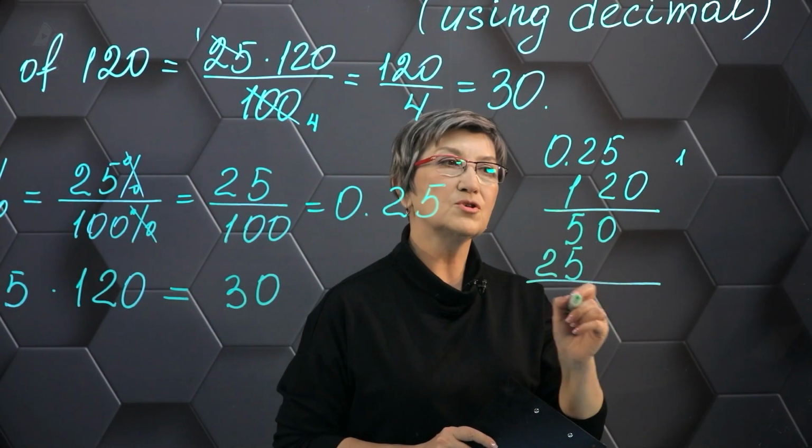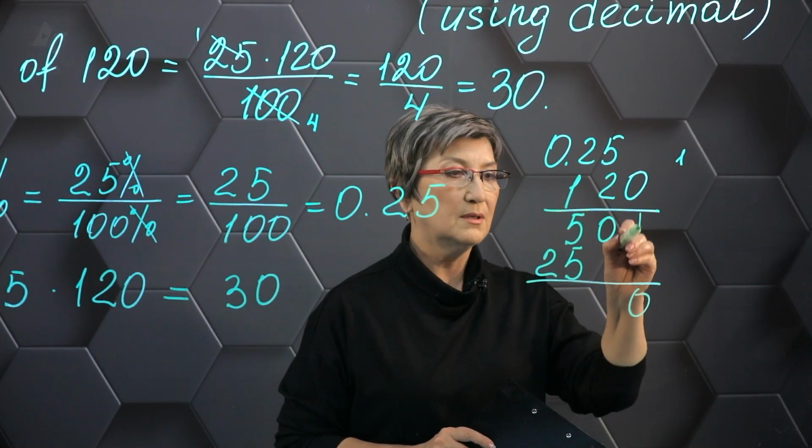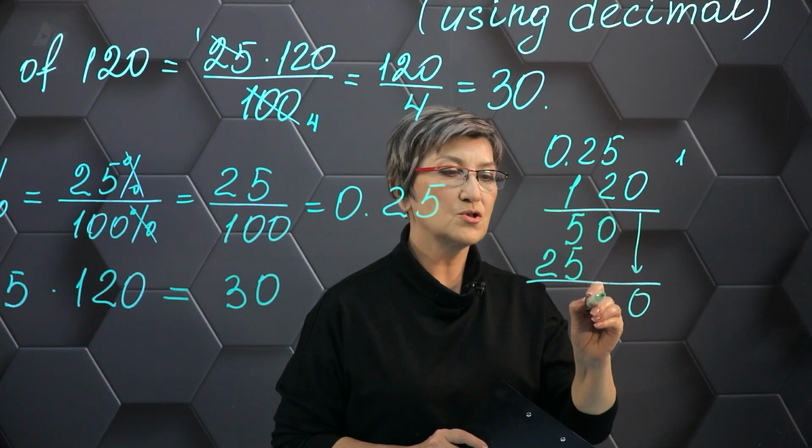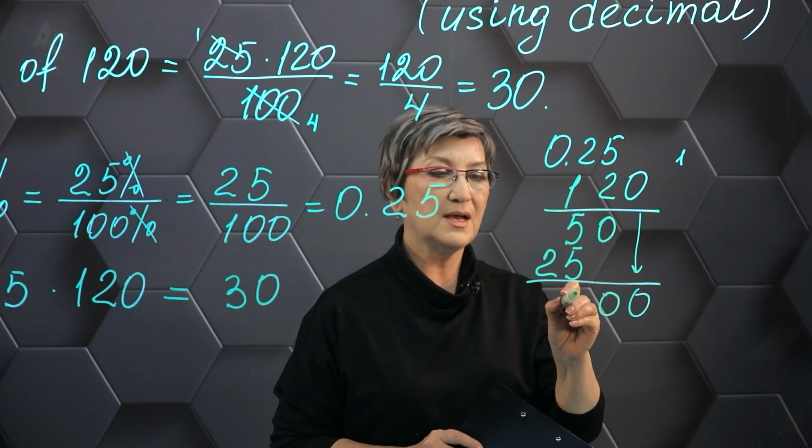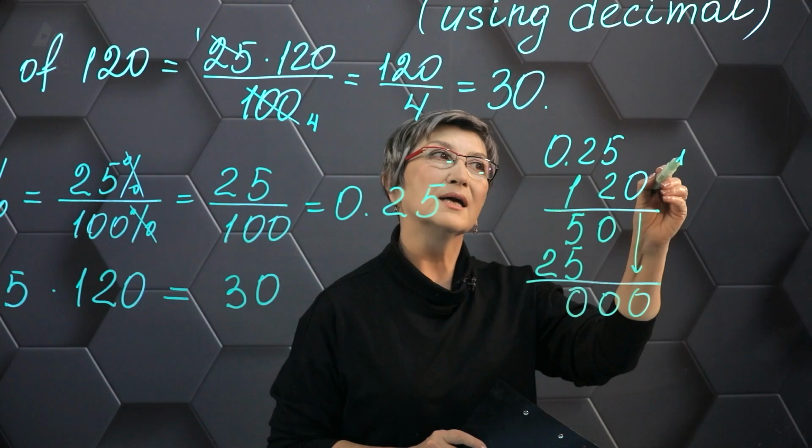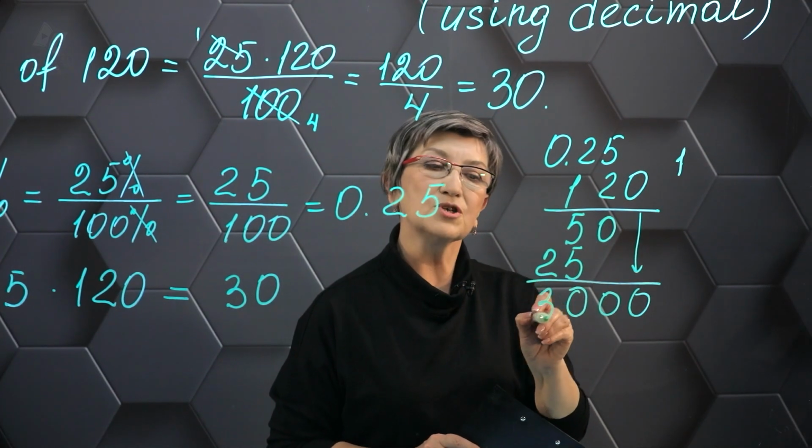The result is 0. We put it down. 0 plus 0 is 0. 5 plus 5 is 10. 0, and 1 we memorize, and here we get 30.